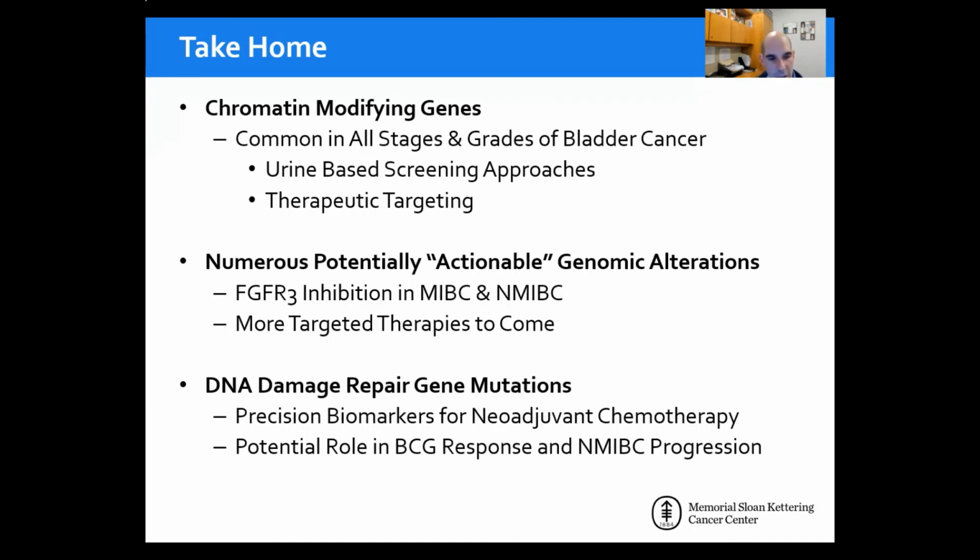And then, we quickly went over some of the data on the DNA damage repair genes that may be potentially an avenue to predict who will be excellent responders to neoadjuvant chemotherapy and could potentially avoid the need for radical cystectomy or chemotherapy. And then finally, we briefly discussed some of the potential implications for DNA damage repair genes in predicting BCG response, as well as potentially in non-muscle invasive progression to secondary muscle invasive bladder cancer.